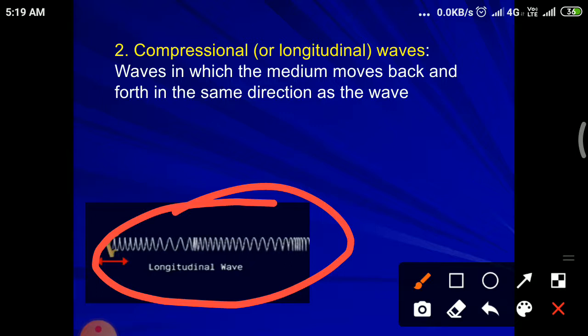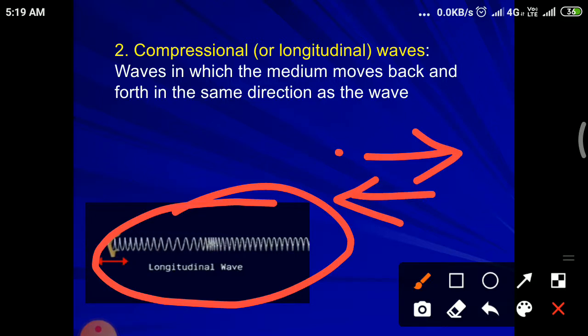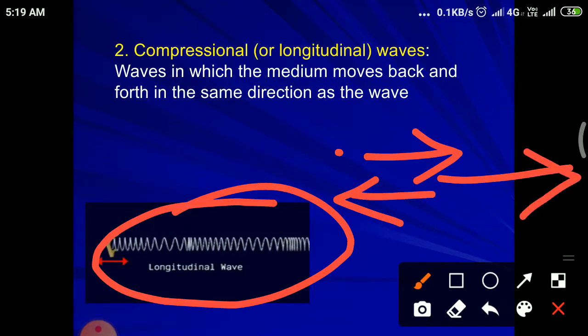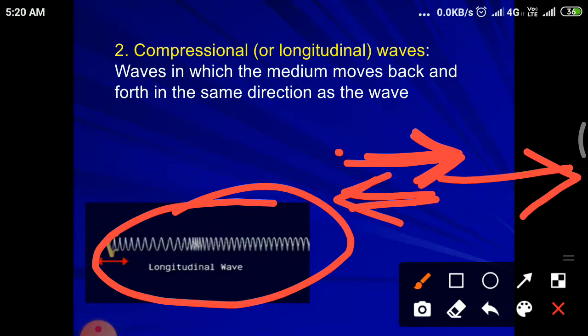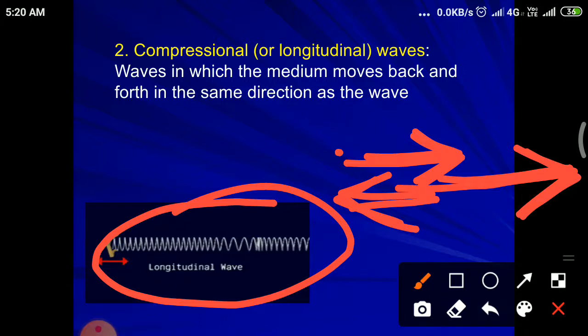So here the particles present in the medium move back and forth. The direction of the force is in this direction. So the particles and the direction of the wave travel in the same direction. Are you clear? In a longitudinal wave, the particles are moving back and forth. The direction of the force is in this direction. Here the particles' direction and the direction of the wave are the same.